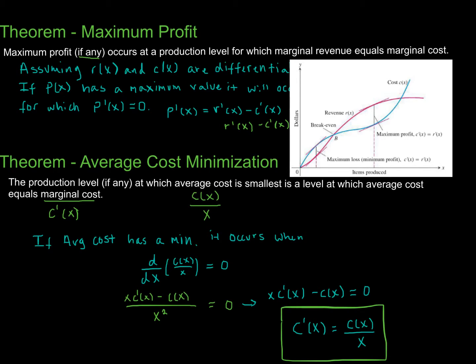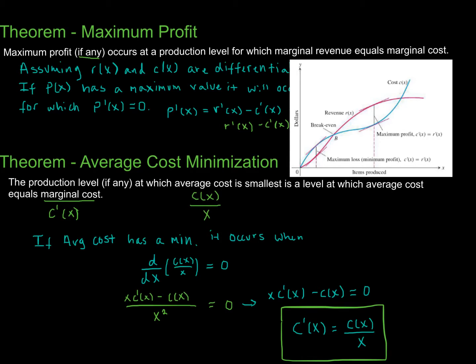And this can be helpful as well. If I want to know where my average cost of producing an item is smallest, I need only find the places where the marginal cost is equal to the average cost, and then test any of those critical points to see if it is in fact a minimum value for the average cost.